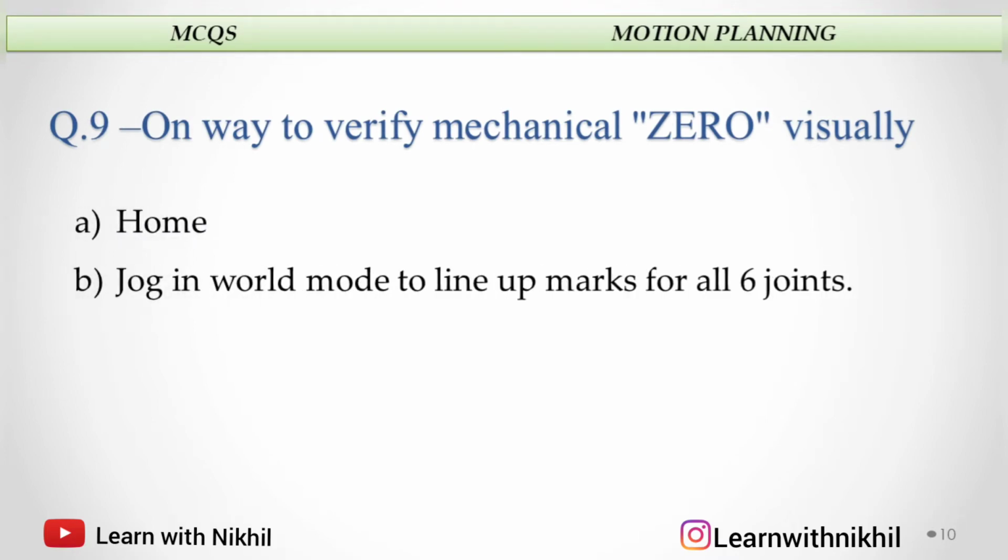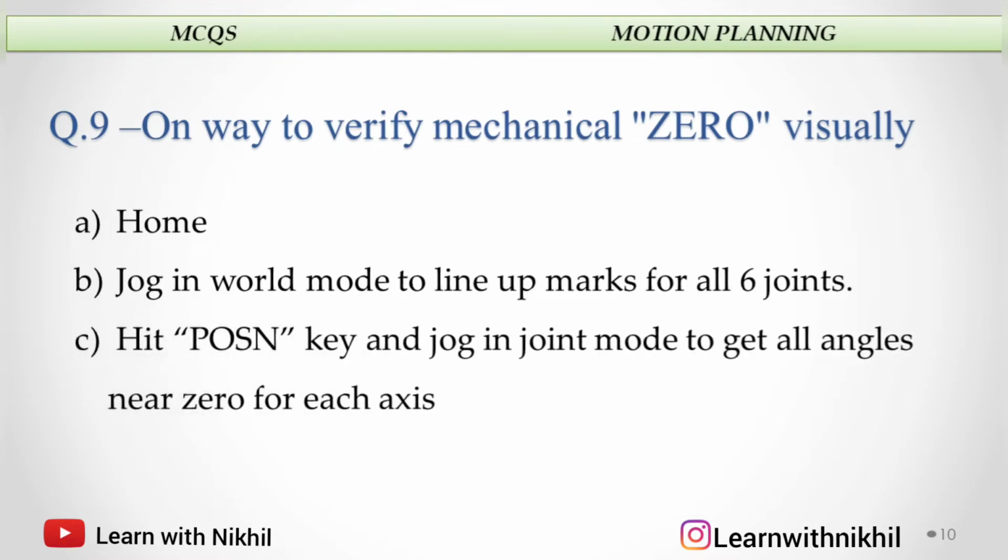Next question, on the way to verify mechanical zero visually, A. Home, B. Jog in world mode to line up marks for all 6 joints, hit POS in key and jog in joint mode to get all angles near 0 for each axis, or COORD, and the answer is B.